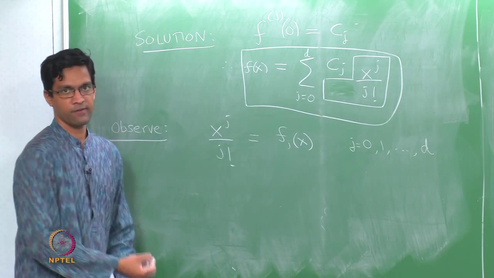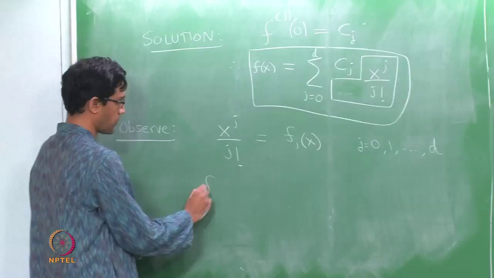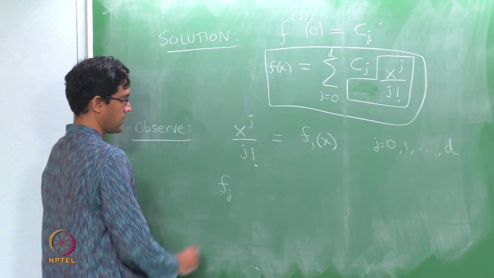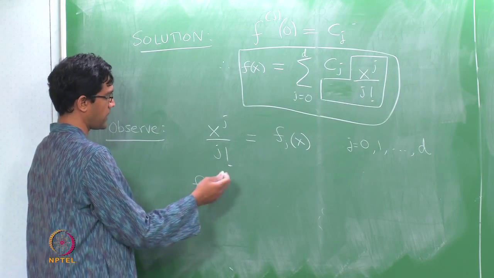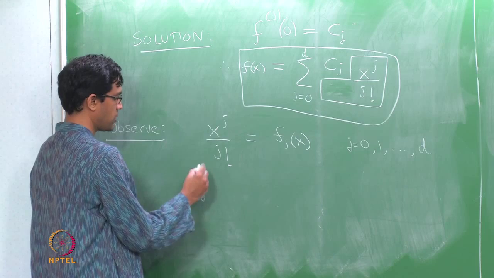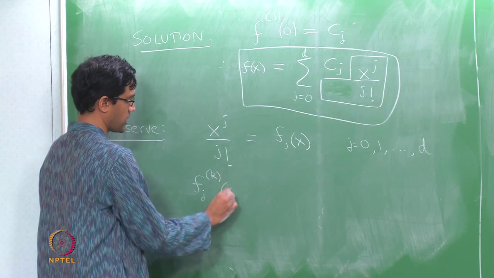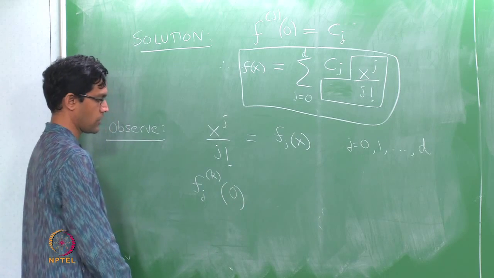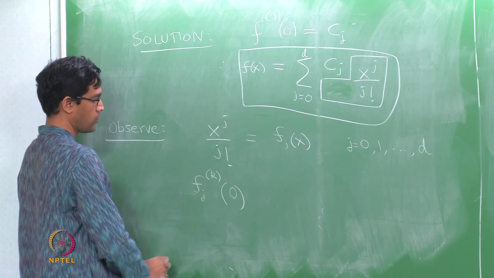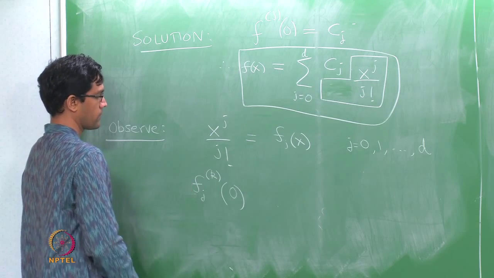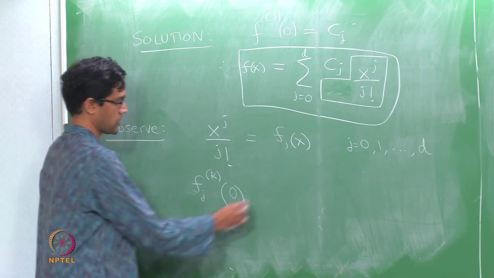It's just x power j divided by j factorial. Now what property does this have? If I take this polynomial fj and subject it to an arbitrary number of derivatives, say I take k derivatives of fj and evaluate it at 0, my question is, what is this answer? What do I get when I apply derivatives k times and then evaluate the answer at 0?